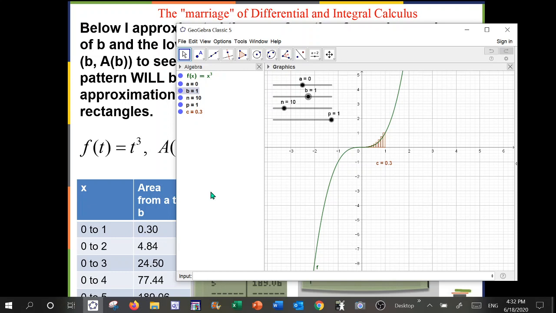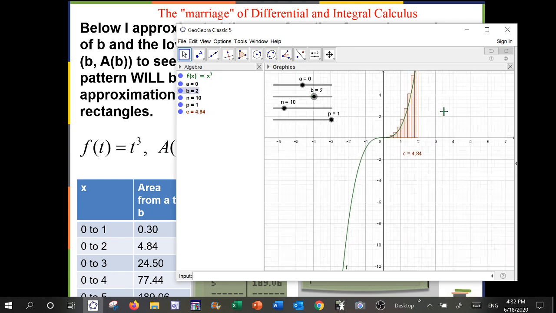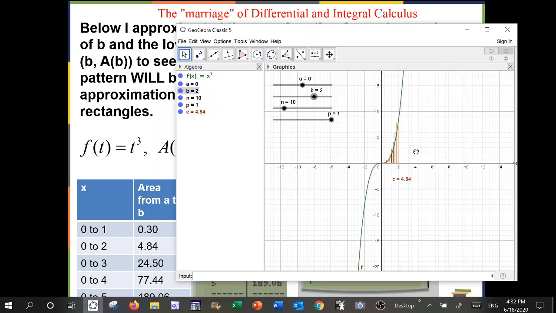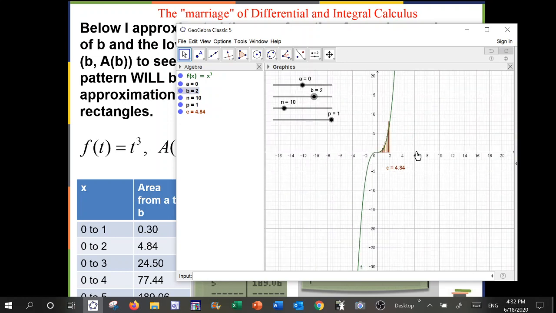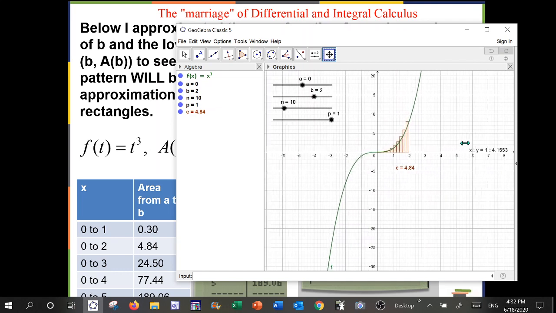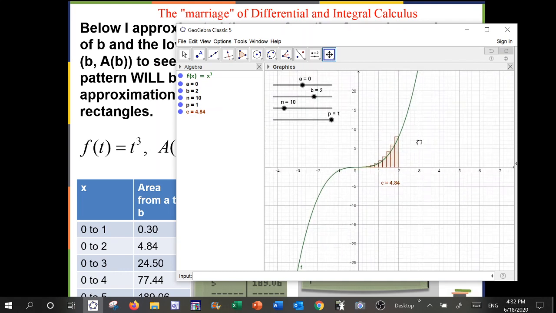And then from 0 to 2, in order to find it, I could just make B be 2, and it's going to go off the screen because the function values are big, right? But that's okay, we can bring it back right here, okay? So from 0 to 2 is going to be 4.84, and so forth.